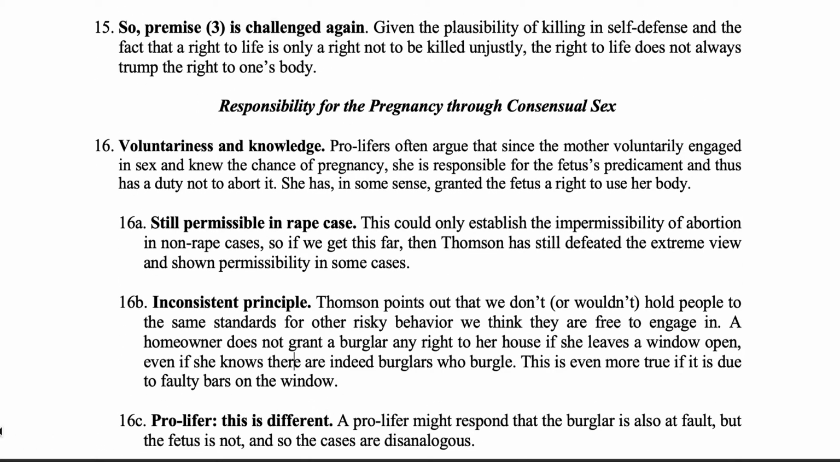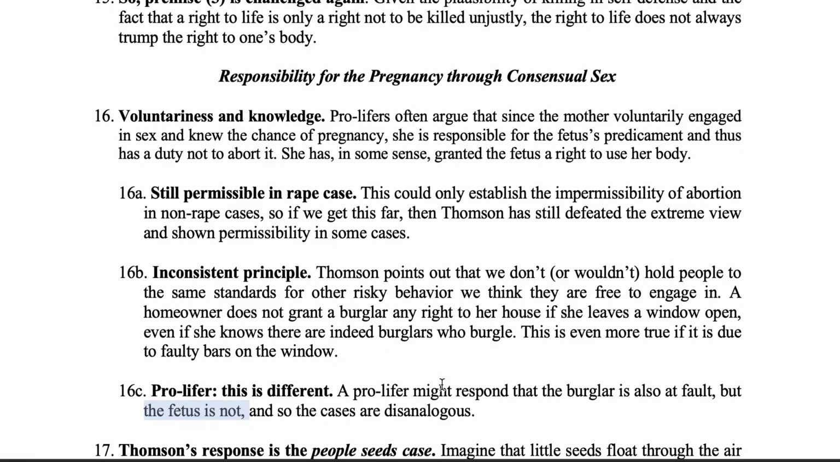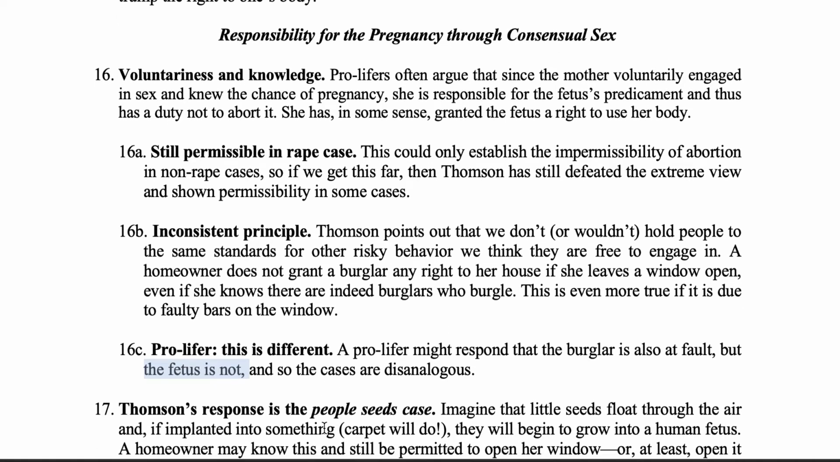A pro-lifer might say, well, that's different. The burglar's at fault, right? They have some motivation, some intention, some deliberate choice, but fetuses don't. Fetuses don't choose to go into your body. They're not even existing yet as a fetus when things start going underway, right? You have sperm and egg, but no fertilized egg yet. And so it doesn't even make any sense to say that the fetus chose to be in your body. And the burglar obviously did choose to be in your house. So there's some responsibility we can put on the burglar, but not the fetus, right? And so there's a disanalogy here.